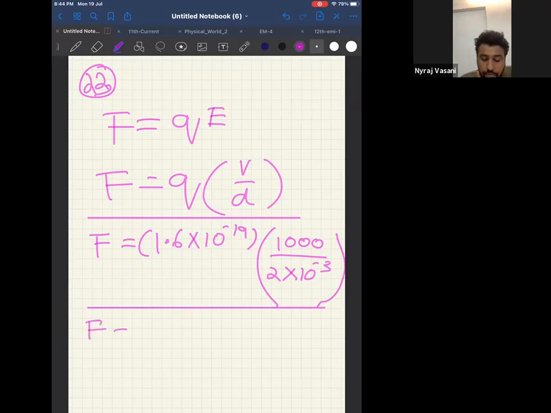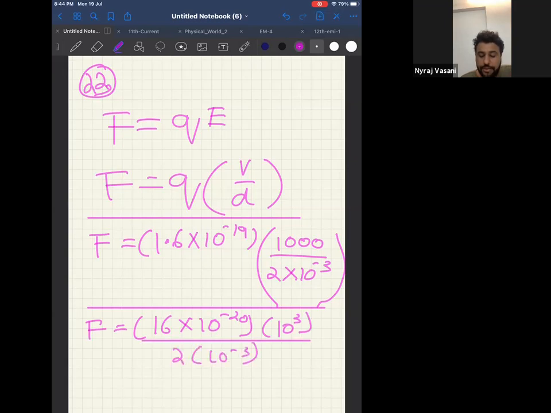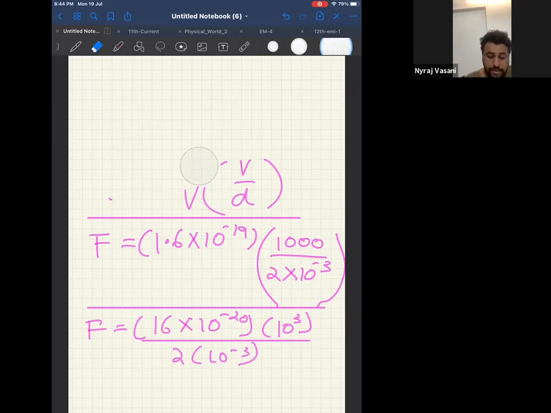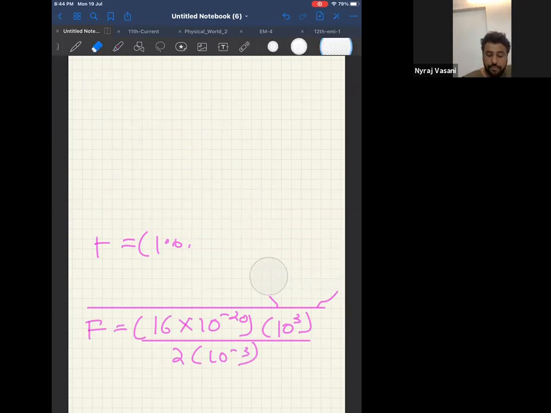F equal to 1.6 into 10 power minus 19. Can I write it as 16 into 10 power minus 20? Into 1000, can I write it as 10 power 3 divided by 2 into 10 power minus 3. Therefore, now, let me continue.